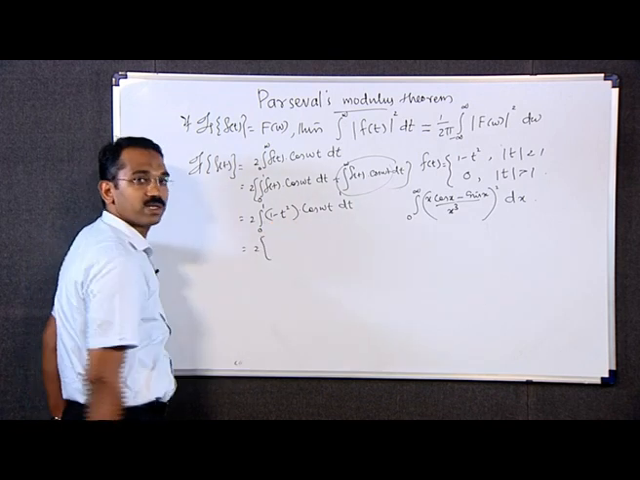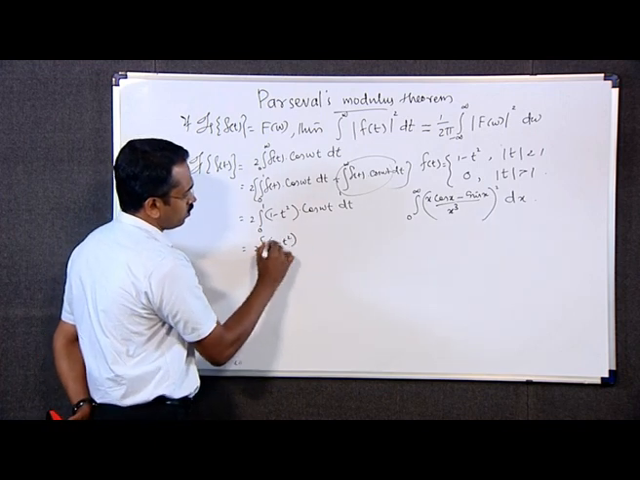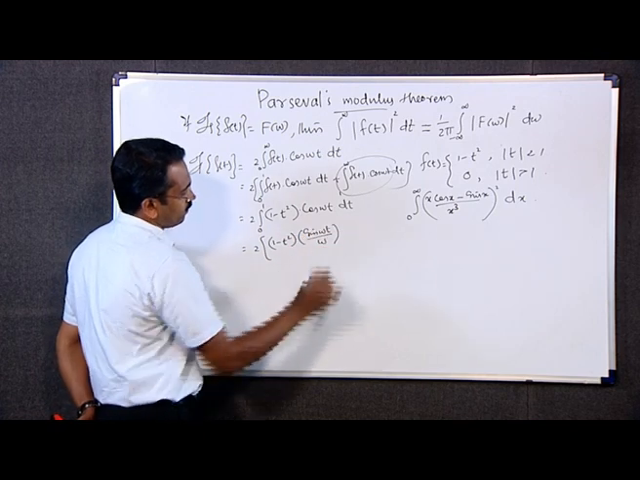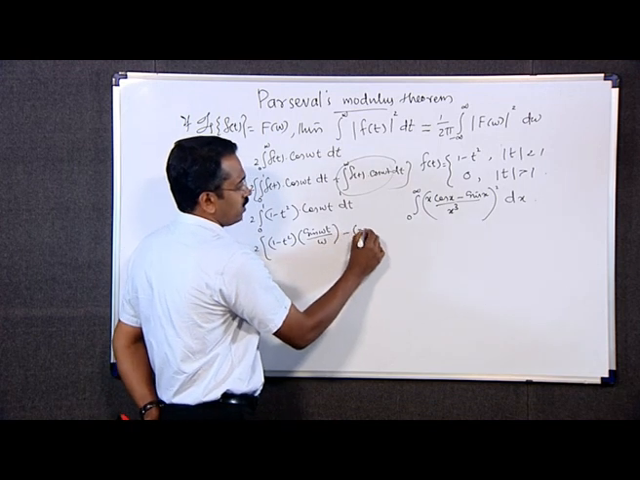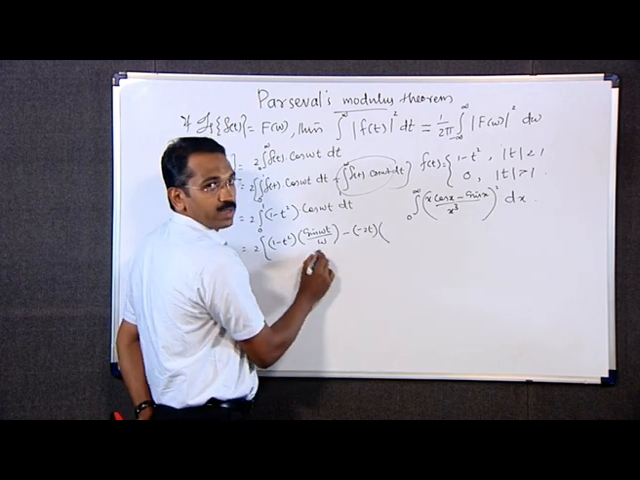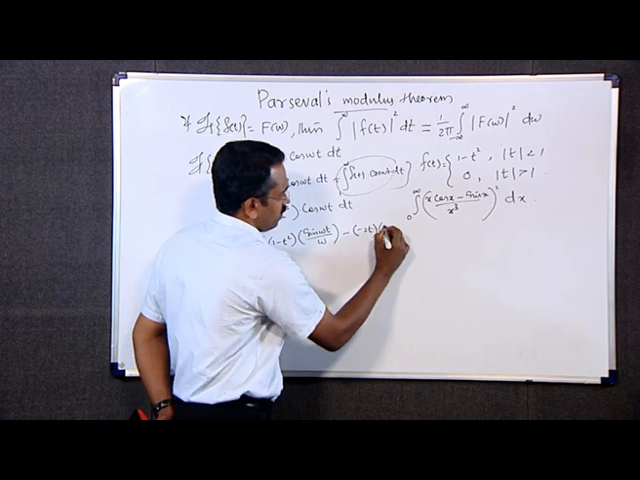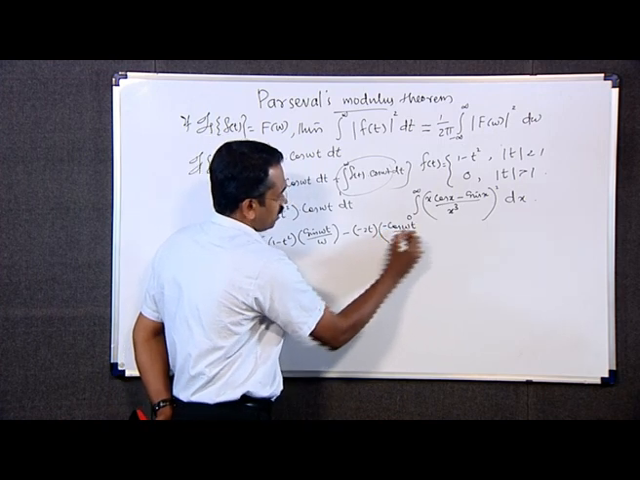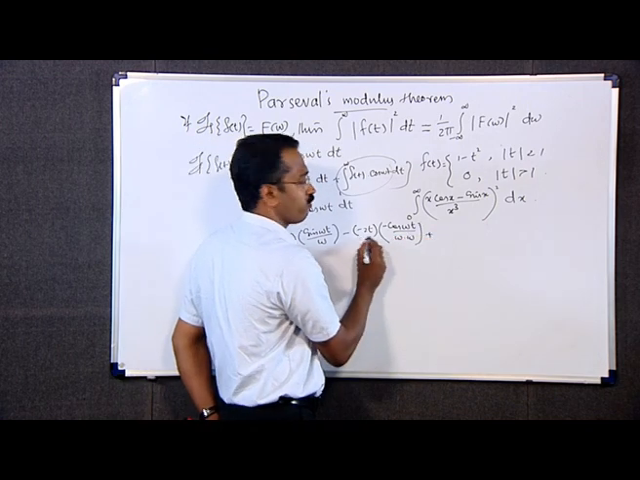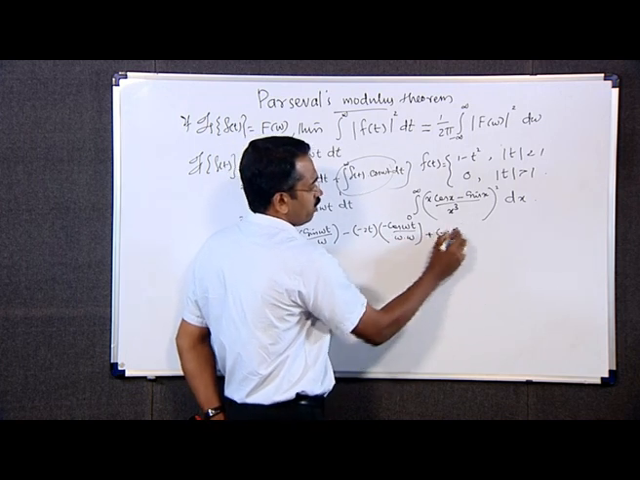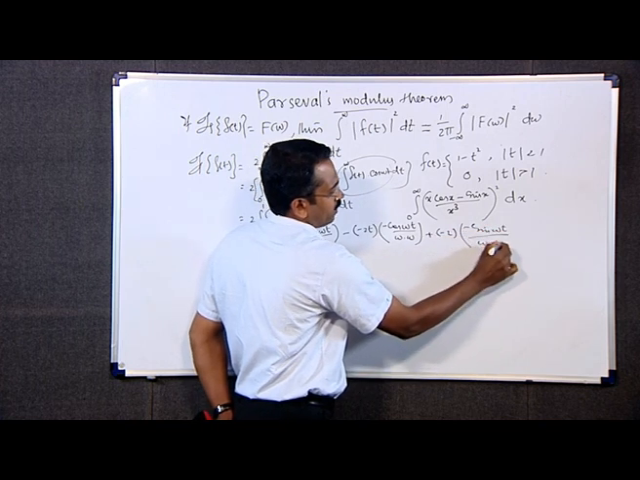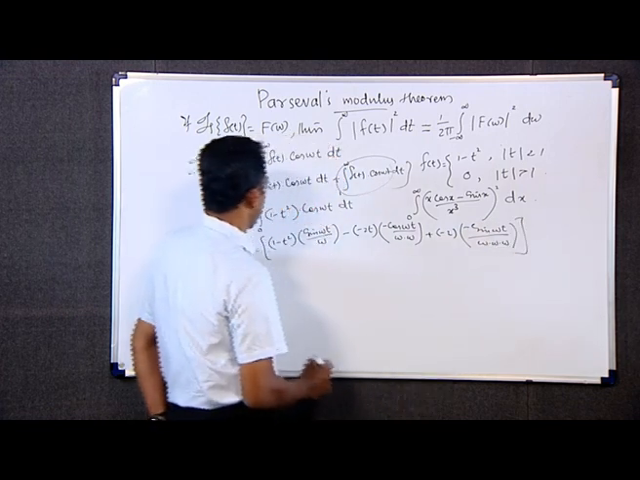Here we can use integration by parts. First function into integral of the second, which is sin omega t divided by omega, minus derivative of 1 minus t squared, which is minus 2t, into integral of sin omega t divided by omega, which is minus cos omega t divided by omega into omega, plus derivative of minus 2t, which is minus 2, into integral of this, which is minus sin omega t divided by omega into omega into omega, between the limits 0 and 1.